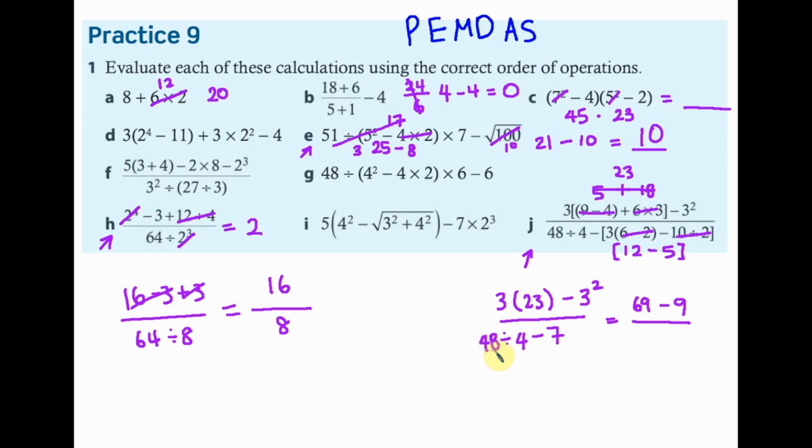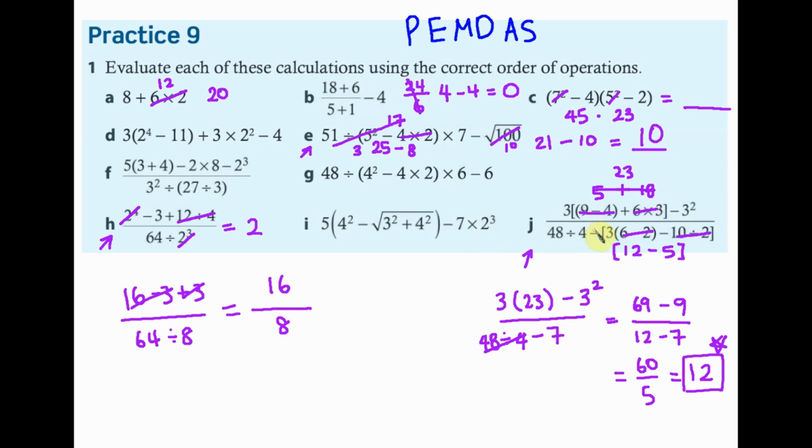So 48 divided by 4 should be performed first since division is in front of subtraction. So 48 divided by 4, I get 12. 12 minus 7 is what I need to do next. That is equal to, I have 60 over 5, which is 12. And that's how I finish this part J.